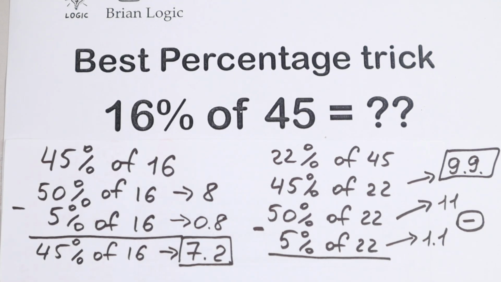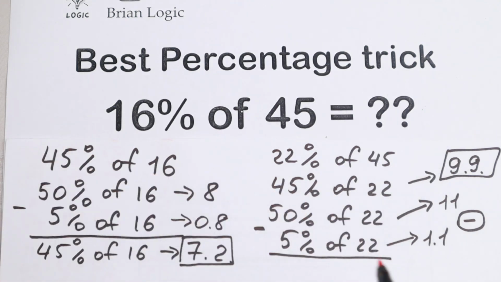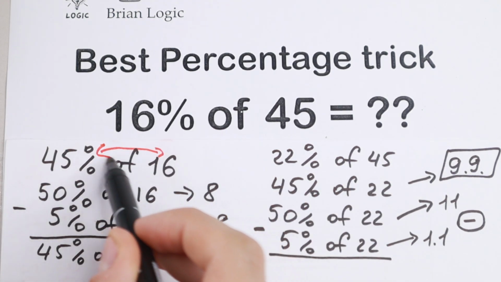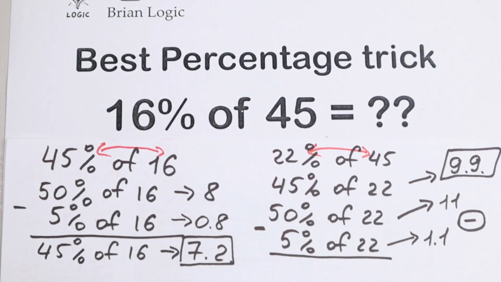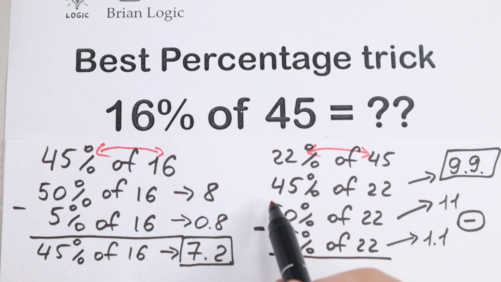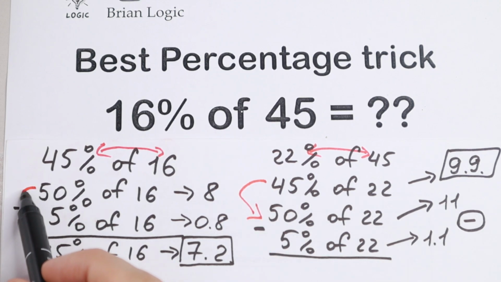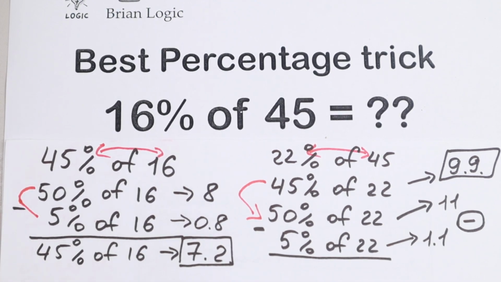This is a really good trick to use, because this is not a general percentage. So the main trick: we can swap these two numbers right here and right here in another way. I hope you understand this step, and expressing this 45 as 50 minus 5, and right here 50 minus 5 as well.